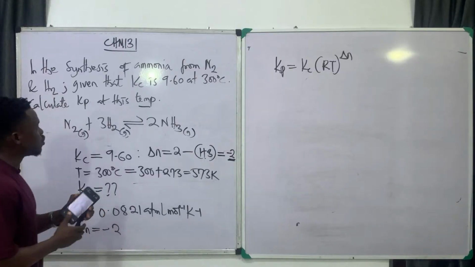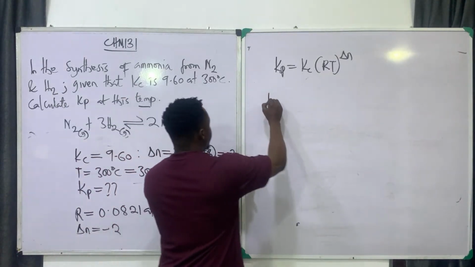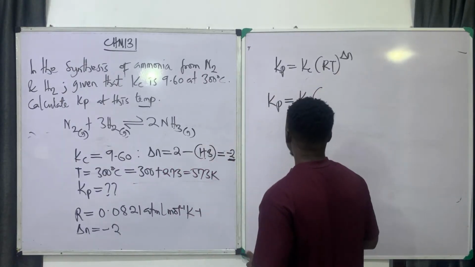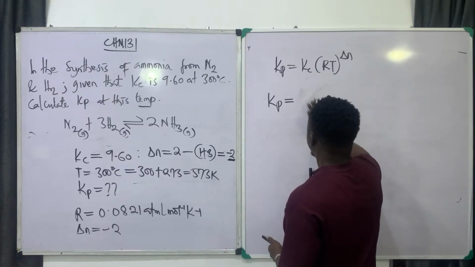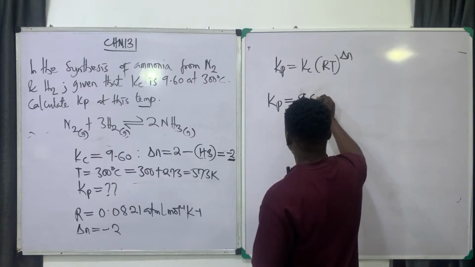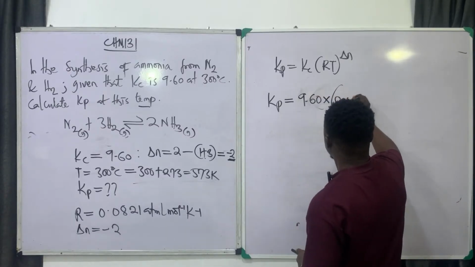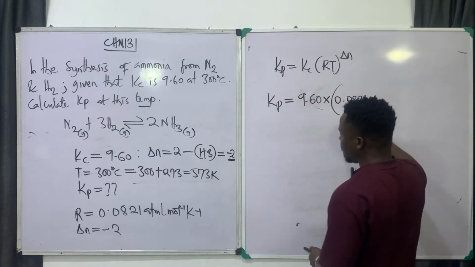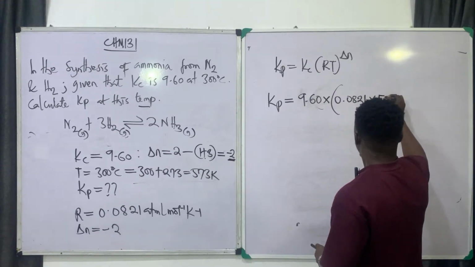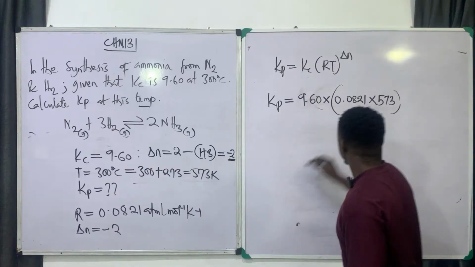Remember they said we should solve for Kp, and they gave us Kc. So this becomes Kp equals Kc. Anywhere you see Kc, you put 9.60, times 0.0821 times temperature, which is 573. Then delta n is minus 2.